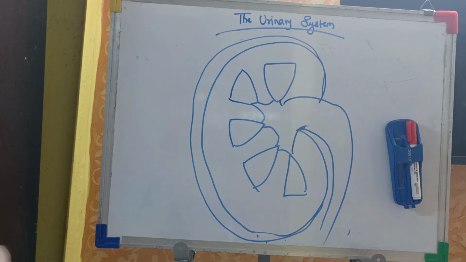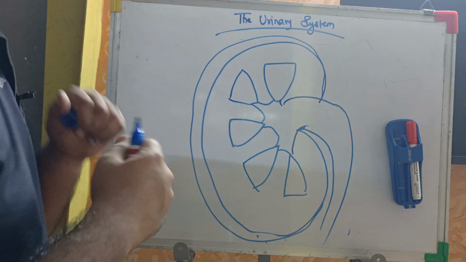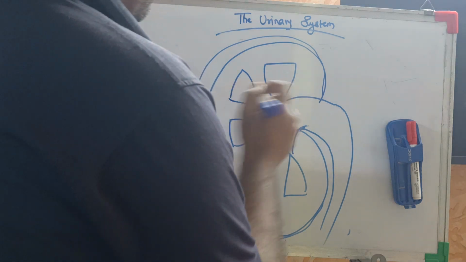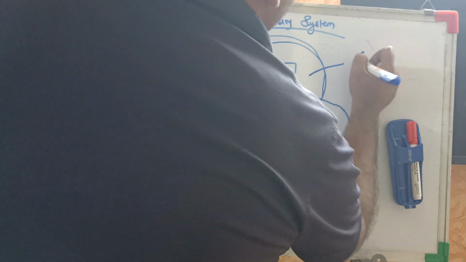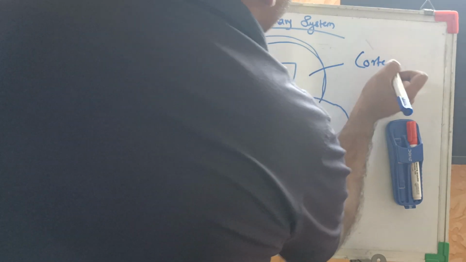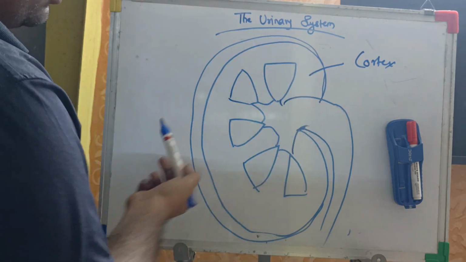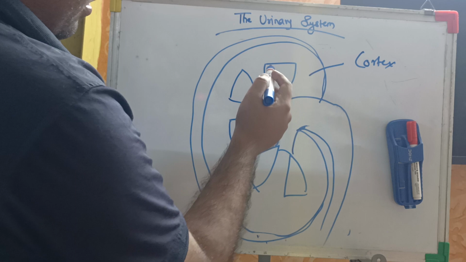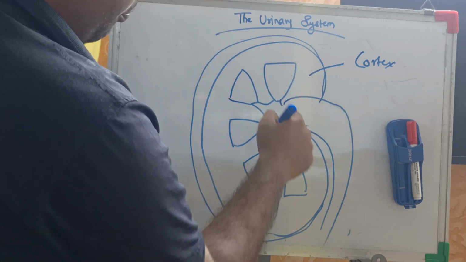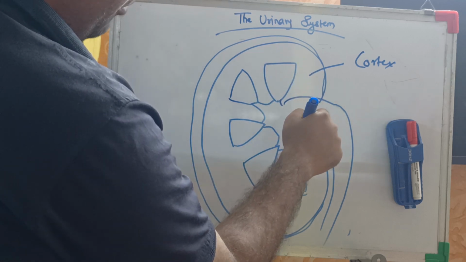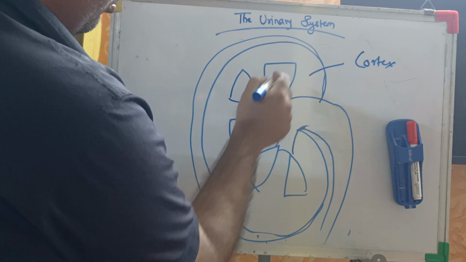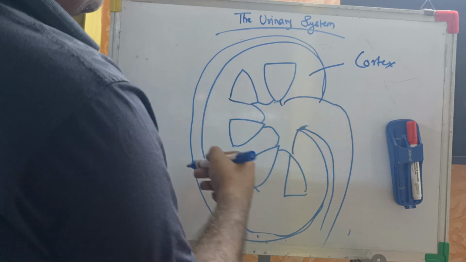Now we will see the cross section of the kidneys. This is the cortex, as we have seen, and this is the medulla region. The medulla is arranged in a series of triangular pyramid shapes. These are the pyramids, the renal pyramids.